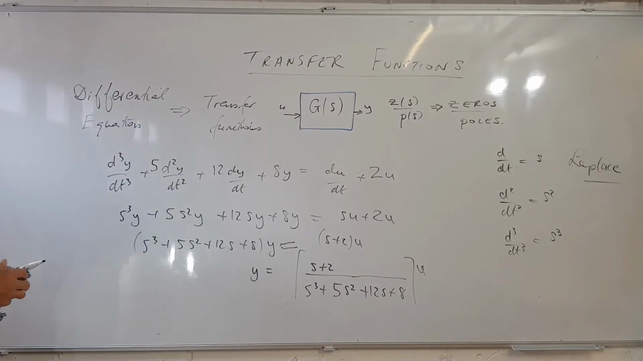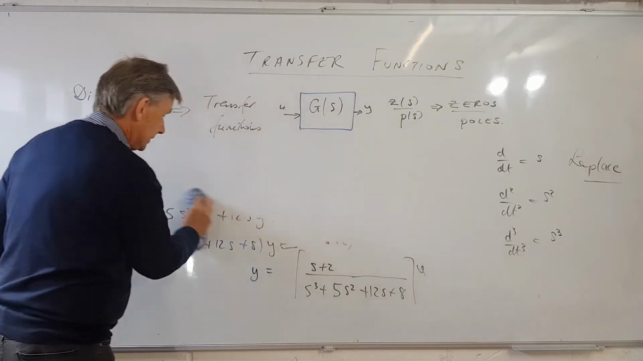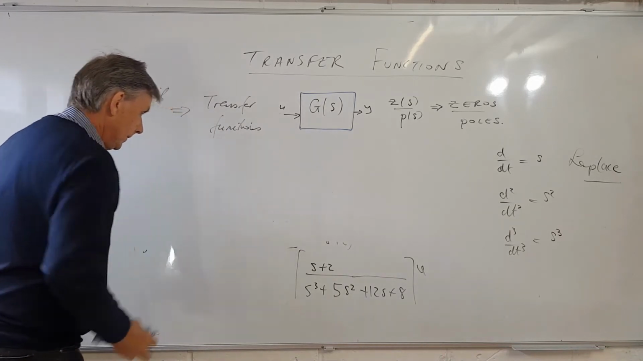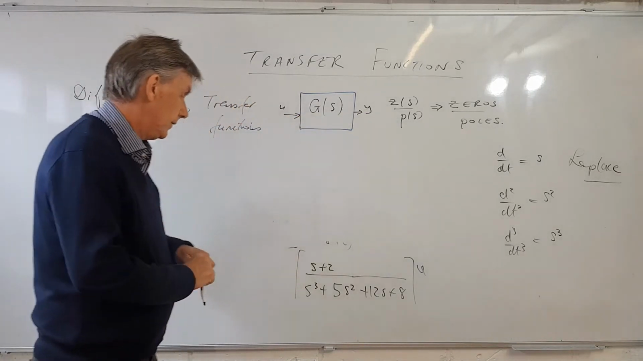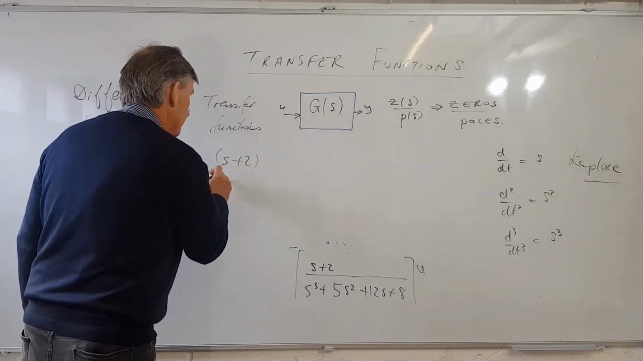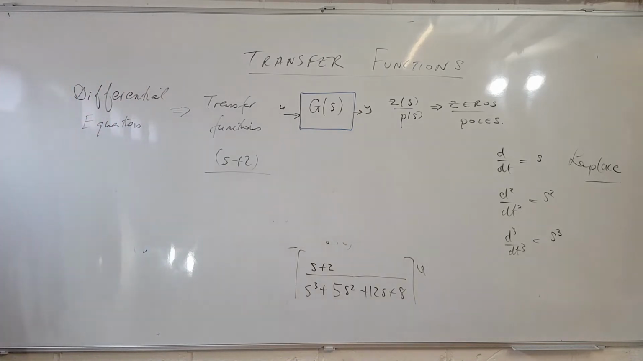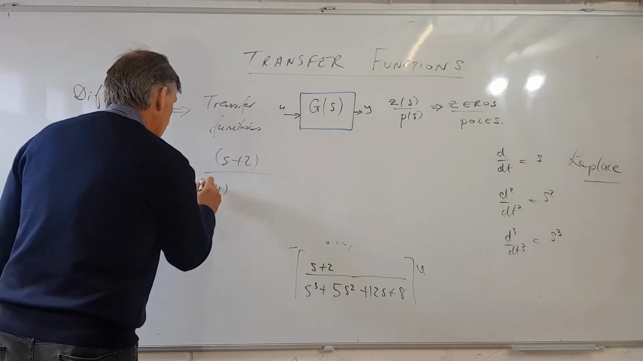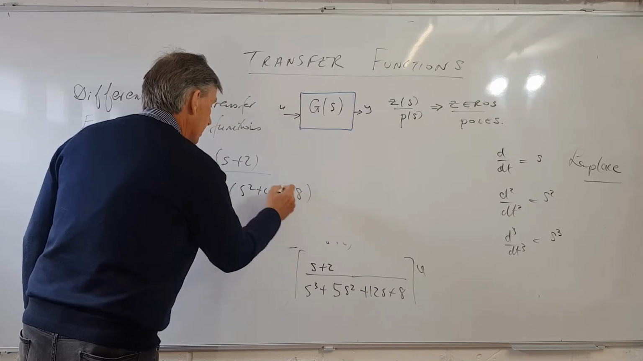Now one of the things we might want to do is to factorise the transfer function. In this form it's interesting, but it's better if we got it in poles and zeros. So you could rewrite this now as s plus 2 divided by, now we've got to factorise this. So this one comes out now as s plus 1 into s squared plus 4s plus 8.